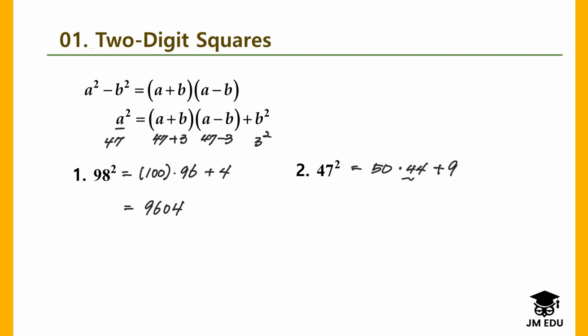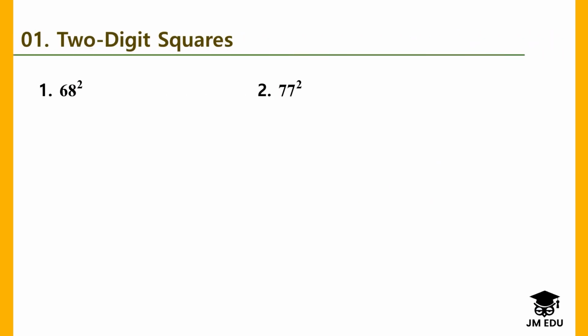And this number is always even. 44 is 2 times 22, right? So 50 times 2, that gives us 100. So 100 times 22 plus 9, that's 2200. 2200 plus 9, that's 2,209. Make sense?